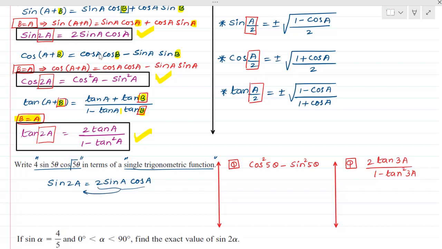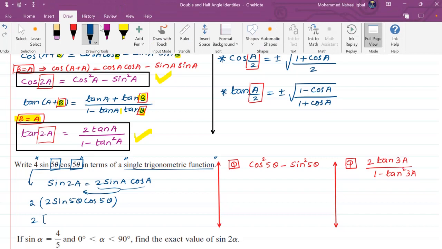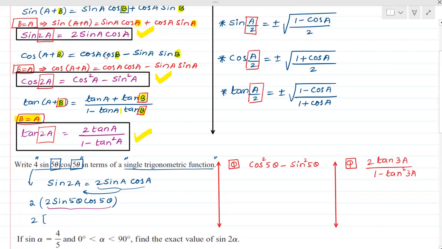Now this one is given, so I have to write it this way. But what is the angle now? The angle is 5 theta. So I write 2 times 2 sine 5 theta cosine 5 theta, which is equal to 4 sine 5 theta cosine 5 theta. Now 2 is as it is. What about the inside term? The inside term I have to write as sine 2 times the angle. What is the angle here? The angle is 5 theta, so it is 2 times sine 10 theta. So this is the formula.